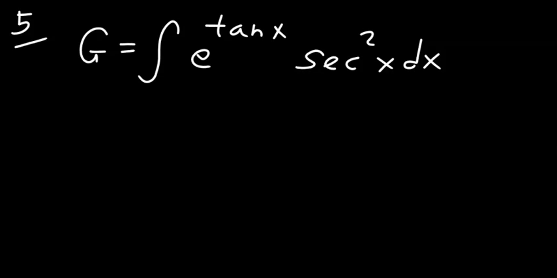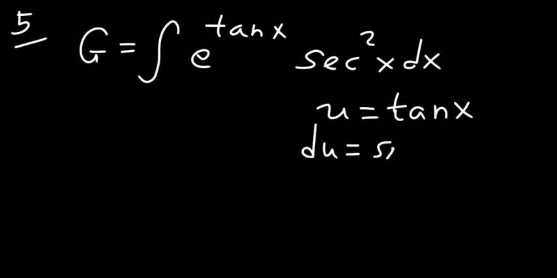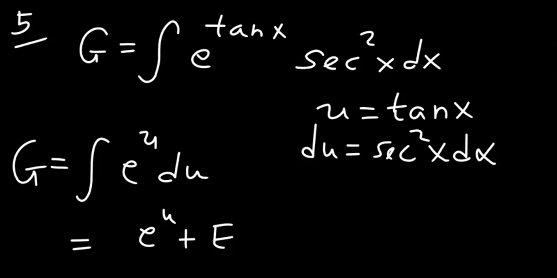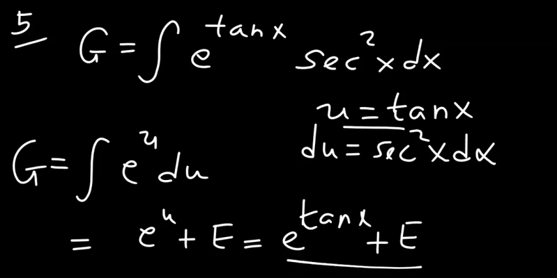We have an integral of the same form here. So if you substitute tangent x as, let's say, u, du is just secant squared x dx. So your integral g will simply become e to the power u du, which is just e to the u plus an integration constant, say e. And substituting back the expression for u in terms of x, you get e to the power tangent x plus the integration constant e, and that's the final result.